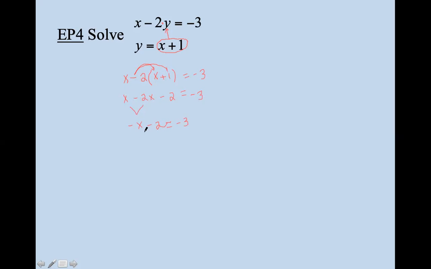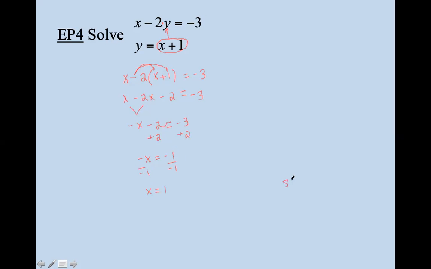Here, I'm going to leave this -x alone for now. I'm going to add 2 to both sides. So that leaves me with -x equals -3 plus 2 is -1. I want a positive x here, so I'm going to divide both sides by -1. And I get that my x coordinate is -1 divided by -1 is a +1.